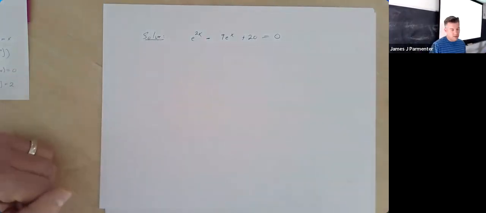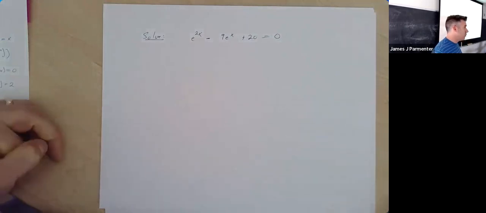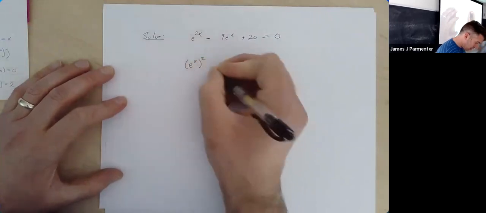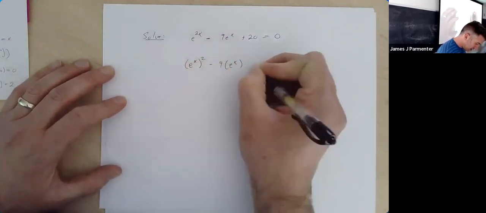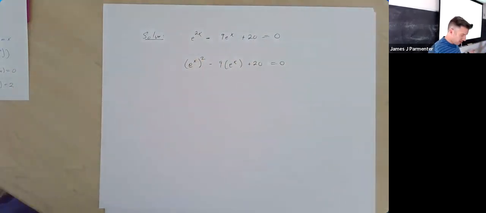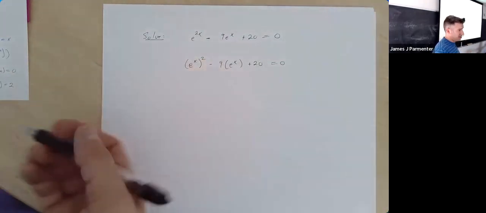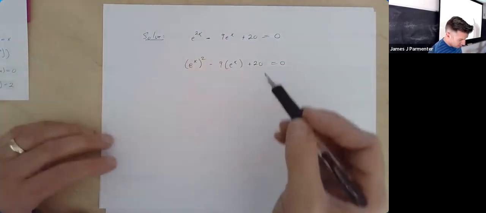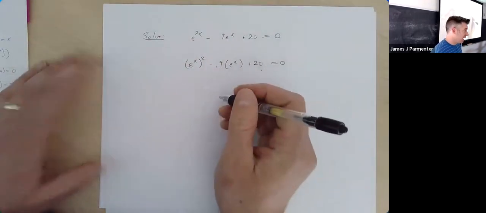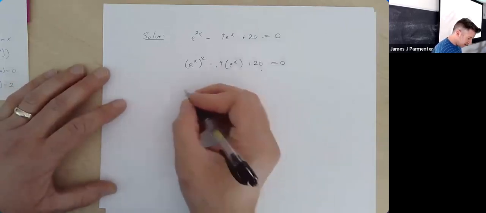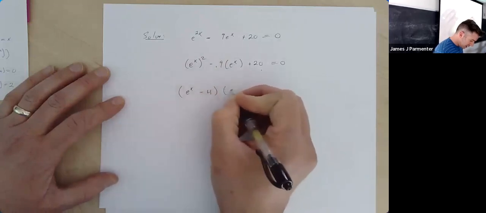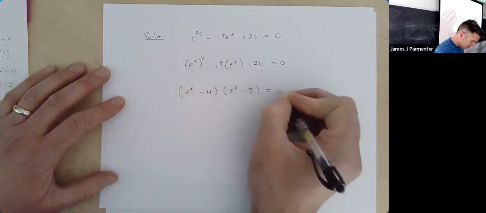So the idea here is that this is technically looking kind of like a quadratic equation. This really looks like e to the x squared minus 9 times e to the x plus 20 equal to 0. Some people like to do a substitution here where they call this y or something. I don't think that's particularly necessary. We're just looking for numbers that multiply to 20 and add up to negative 9. I think negative 4 and negative 5 fit the bill. So this can factor as e to the x minus 4 times e to the x minus 5 equal to 0.